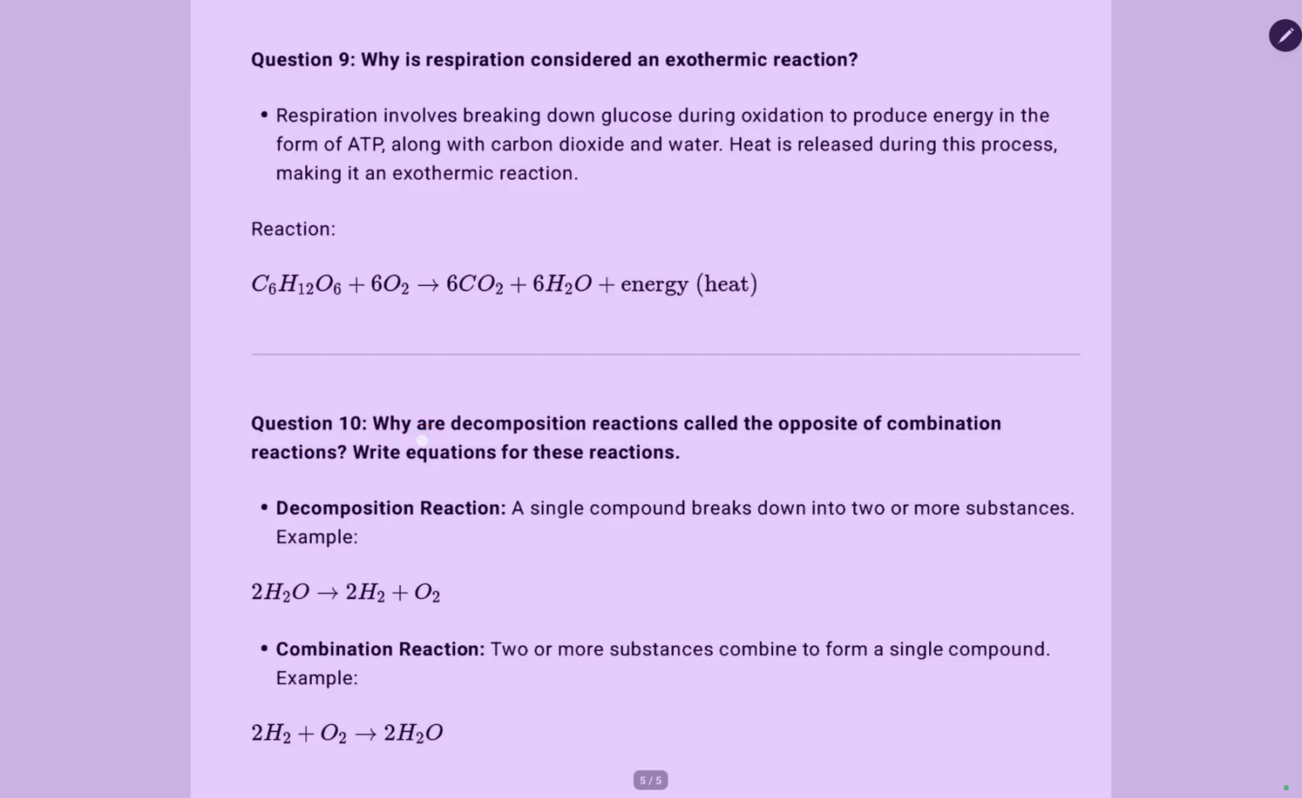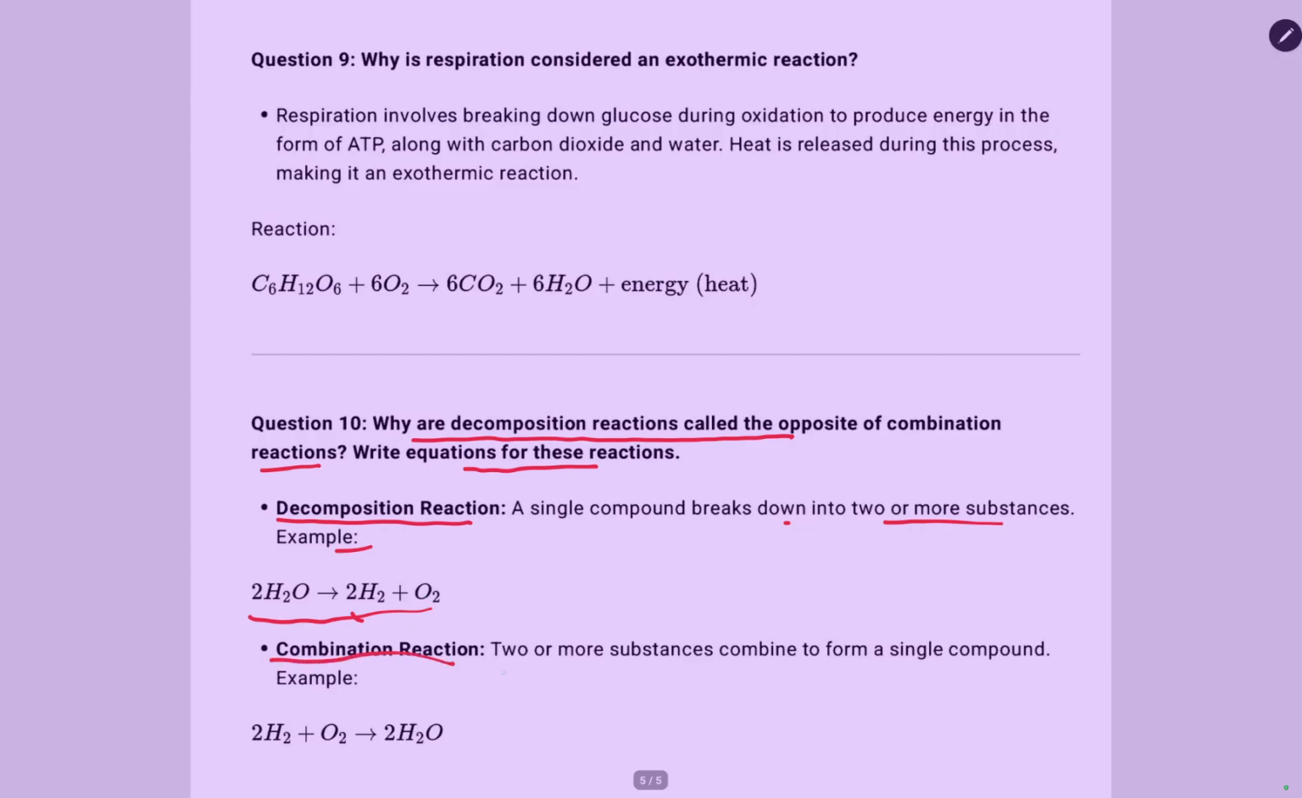Why are decomposition reactions called the opposite of combination reactions? Write the equations for these reactions. So what is a decomposition reaction? A single compound breaks down into 2 or more substances. That is known as a decomposition reaction. Example: when water undergoes electrolysis, it gets separated into hydrogen and oxygen gases.